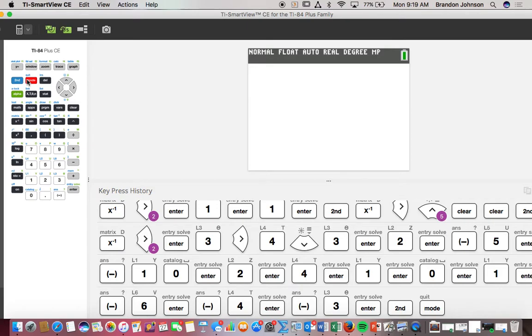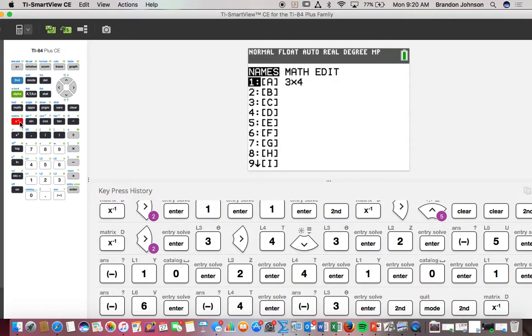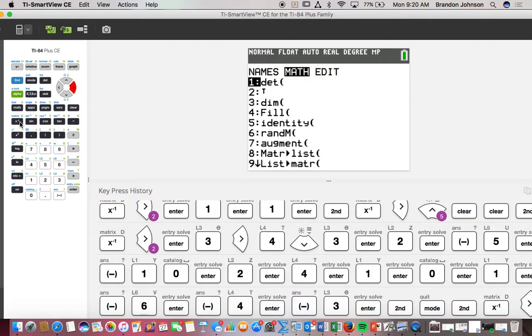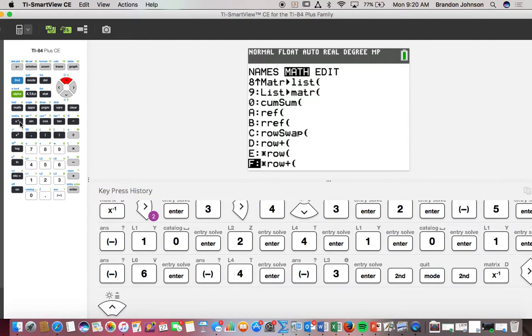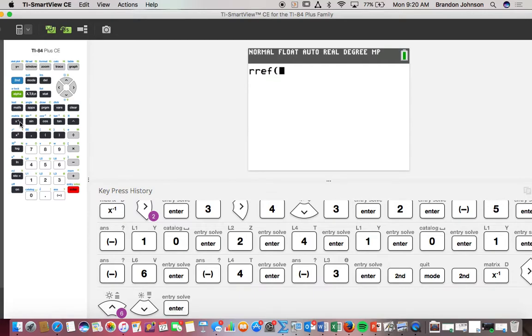And then we're going to go back to matrices. So second, x to the negative first, okay? And this time, I just want you to go to the math button, which is the middle. So we start with edit, then we go to math. And then once I go to the math button, we're going to go to the RREF, okay? Which is row reduced echelon form. You don't have to know that. It just means it's going to reduce the matrices we put in.